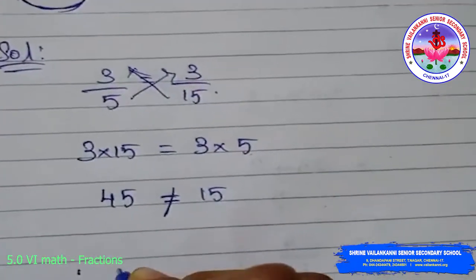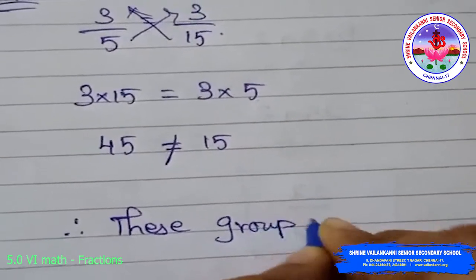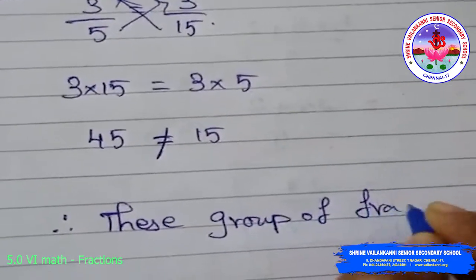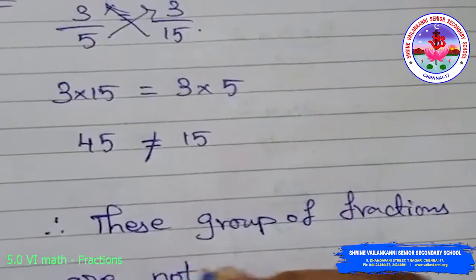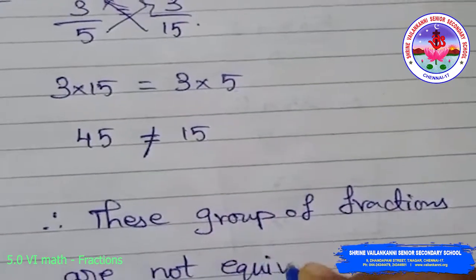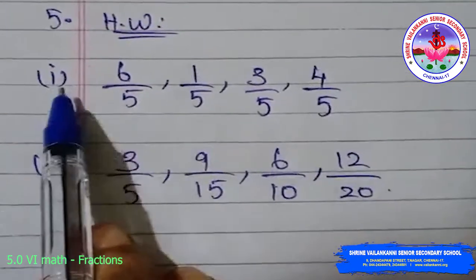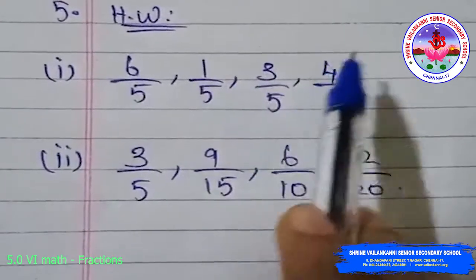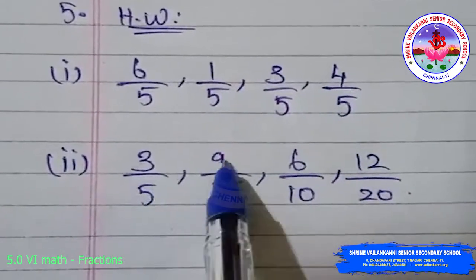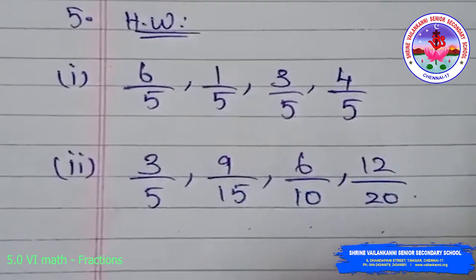So this group of fractions are not equal. Therefore, these fractions are not equivalent. Fifth one, homework sum. First one 6 by 5, 1 by 5, 3 by 5, 4 by 5. Second one 3 by 5, 9 by 15, 6 by 10, 12 by 20.